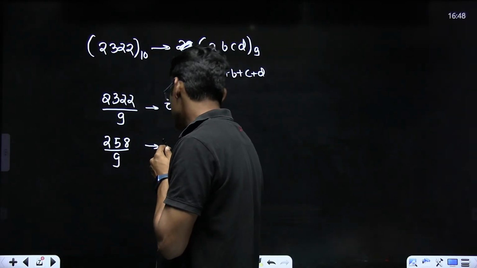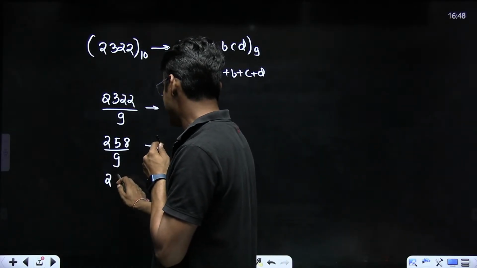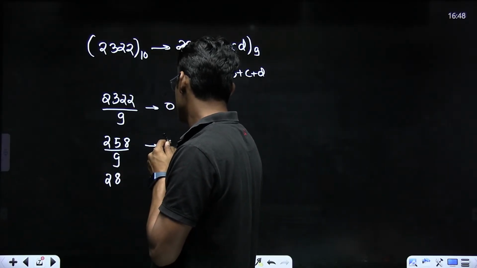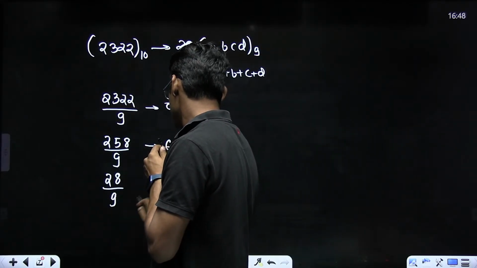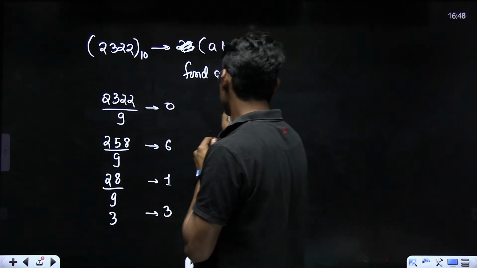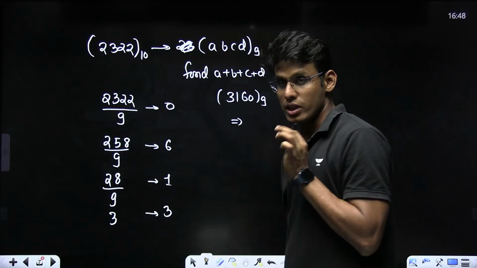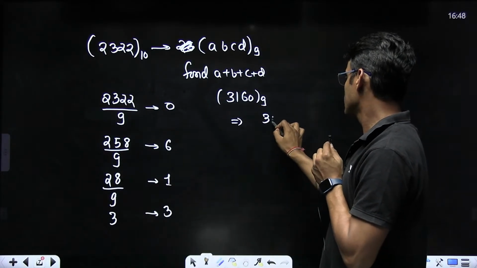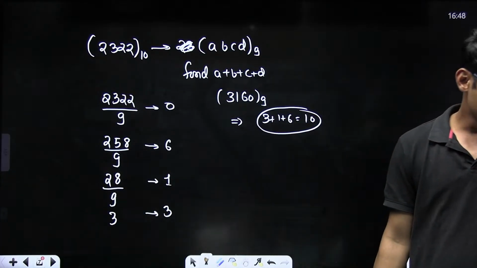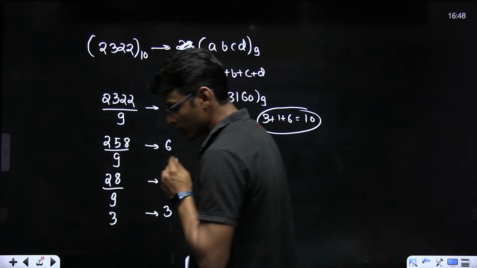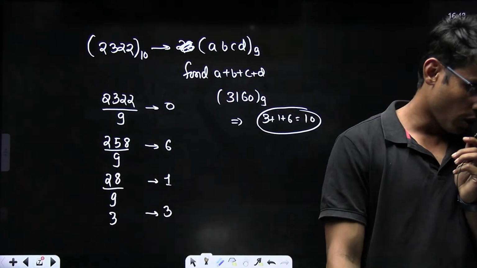Let me write the quotient 2, 78, 28 and then 6, right? 1, 3. 3. So the number is 3160 base 9, which gives me the answer 3 plus 1 plus 6, that is 10. Right? 3 plus 1 plus 6 is 10. Okay.